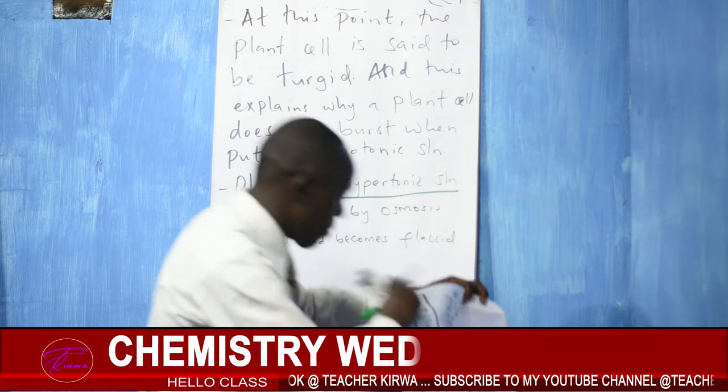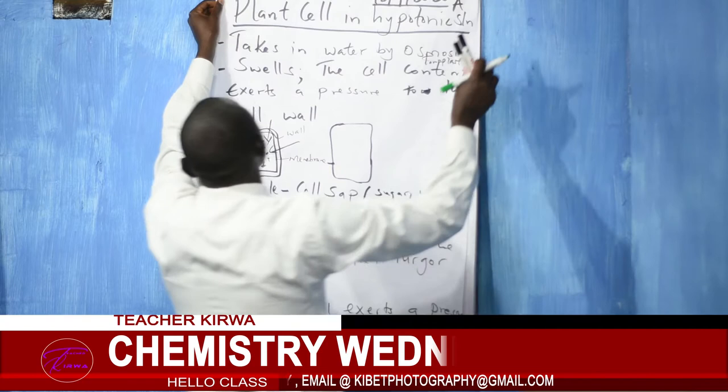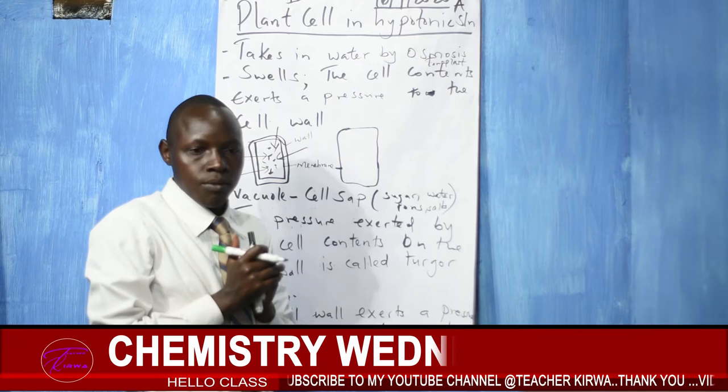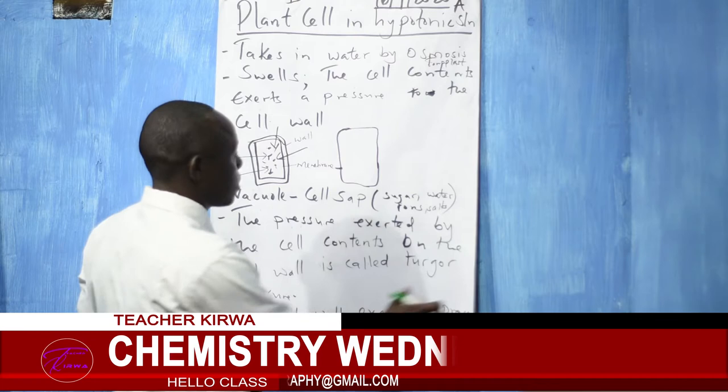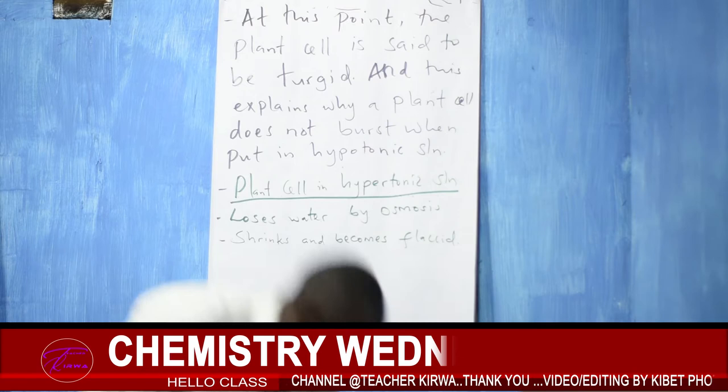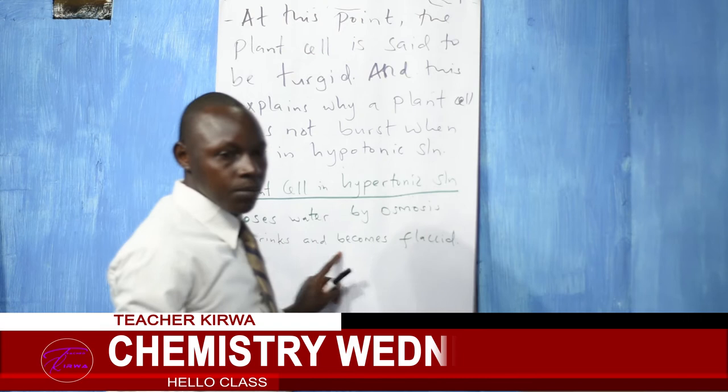Imagine this is a plant cell put in hypertonic solution. It will lose water. When water gets out, it will come back to itself. It is the same case with a balloon or a tire. When you release the pressure, it shrinks, and you can pull it together. So it shrinks and becomes flaccid.